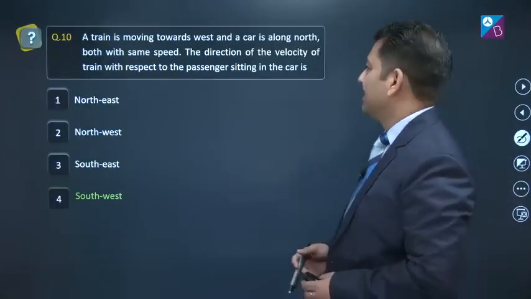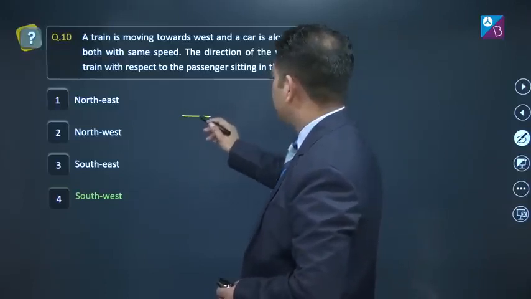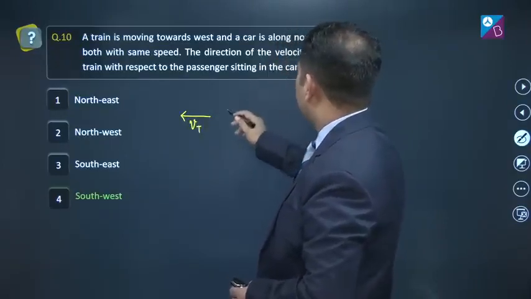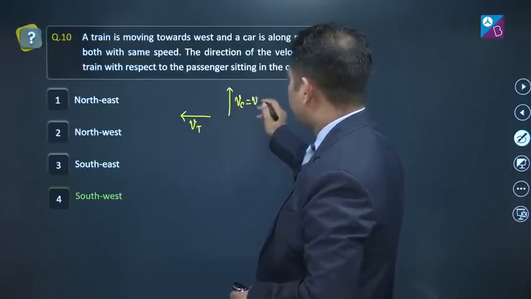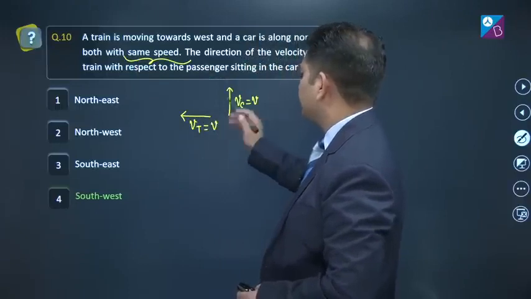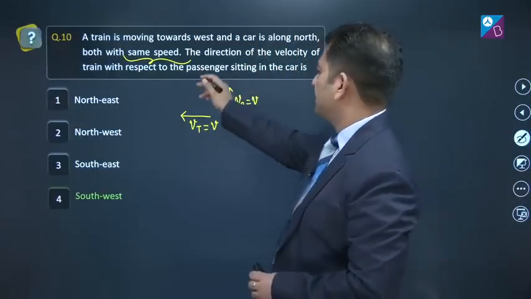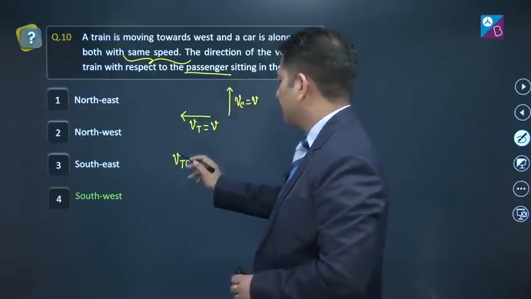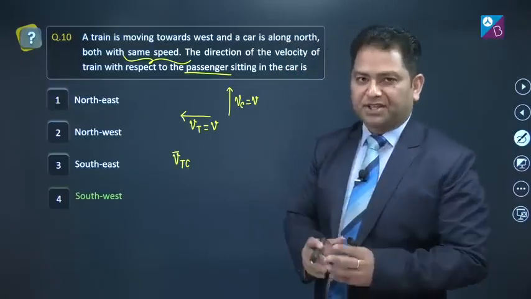Question number 10, a train is moving towards west. Okay, so here is that train, that is VT. And a car is moving along north. Perfect. So VC. क्योंकि question हमें कहता है same speed, so here I can write it as V each. Direction of velocity of train with respect to the passenger. That means we are supposed to find velocity of train with respect to car and only the direction.